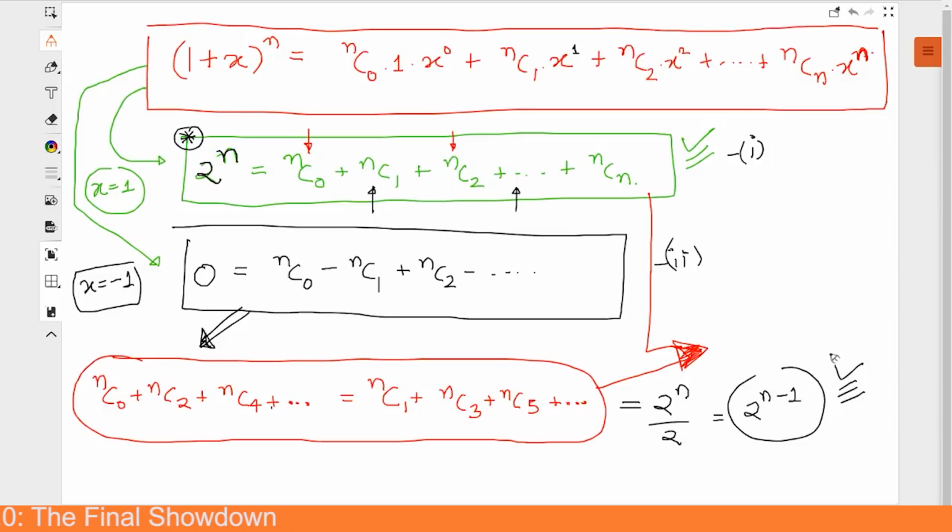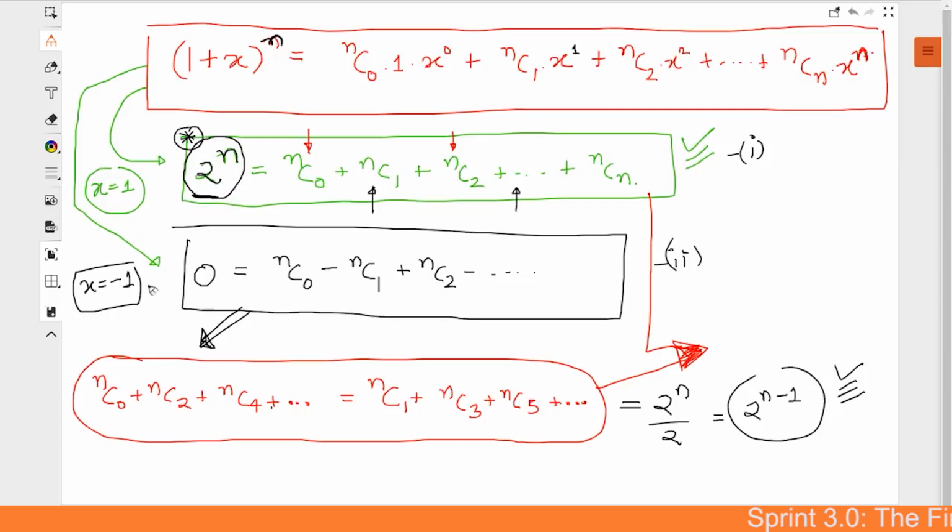I'll again repeat for the ones who couldn't understand. Step 1, write (1 plus x) to the power n. You will get this expansion. Simple expansion, NC0 plus NC1 plus NC2 plus NC3 till NCn. Powers of x increase from 0, 1, 2 up to n. First, I put x equal to 1. It gives me NC0 plus NC1 plus NC2 up to NCn, whose summation is always 2 raised to power n.